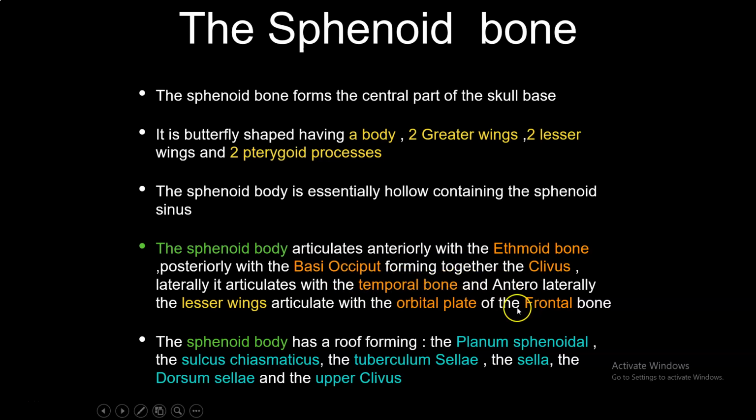And anterolaterally, the lesser wings articulate with the orbital plate of the frontal bone, as we'll see in a few minutes. And the sphenoid body has a roof forming the planum sphenoidal, the sulcus chiasmaticus from anterior to posterior. Planum sphenoidal, sulcus chiasmaticus, tuberculum cellae, the cella, the dorsum cellae, and the upper clivus.